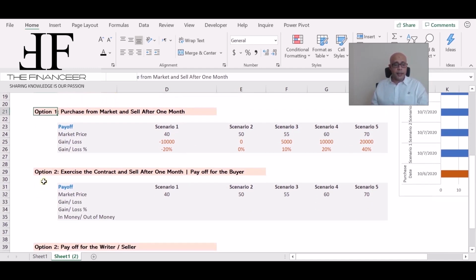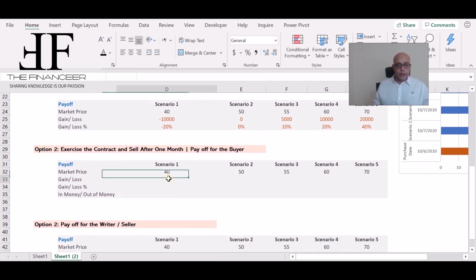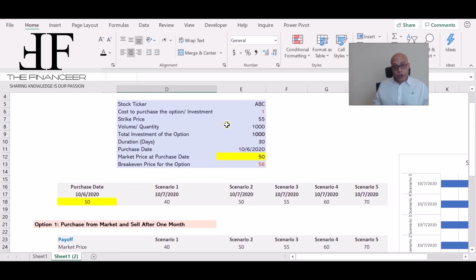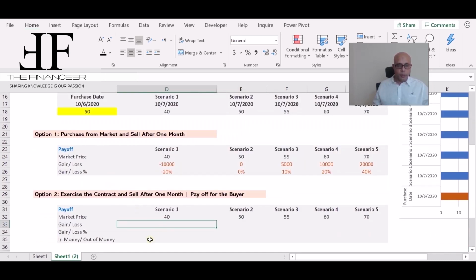Let's go to the second option. Here in the second option you are going to purchase an option contract. In the option contract you agreed with the other party, which is the writer or the seller of this contract, that you have a strike price of $55 and you paid $1,000 as initial investment. So now let's start by calculating the payoff for the buyer of the option contract.